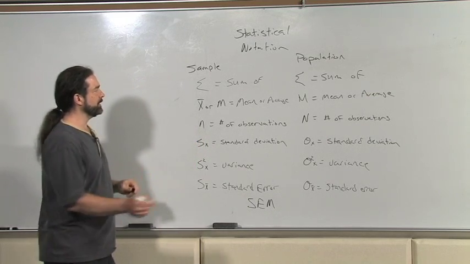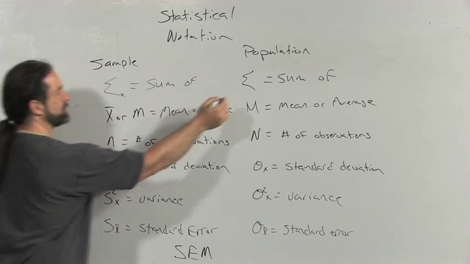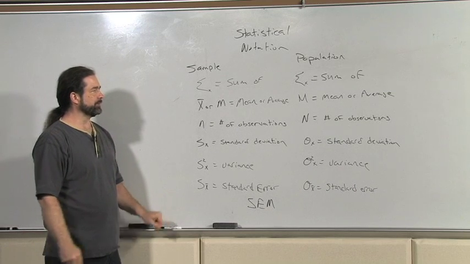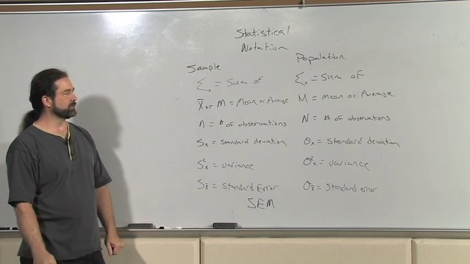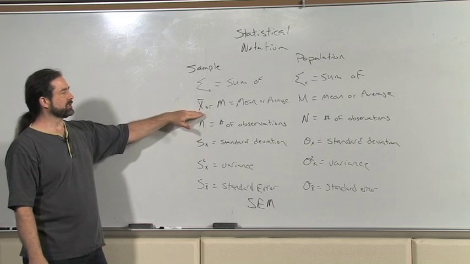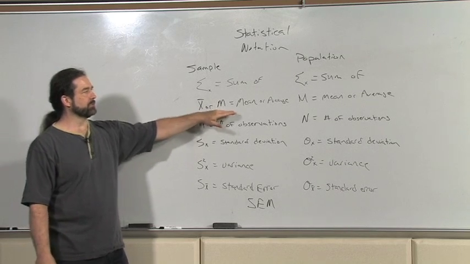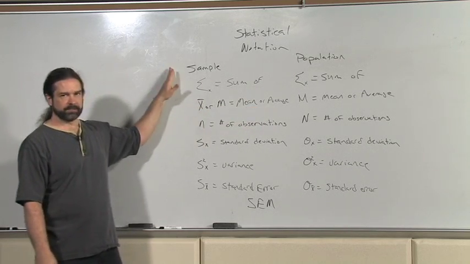Typically, we'll be dealing with an X distribution or a distribution of X values. That distribution could be different things. We'll get there down the road. The next one that's very important is X bar, or in some textbooks, M. This just means the mean or the average of a sample.